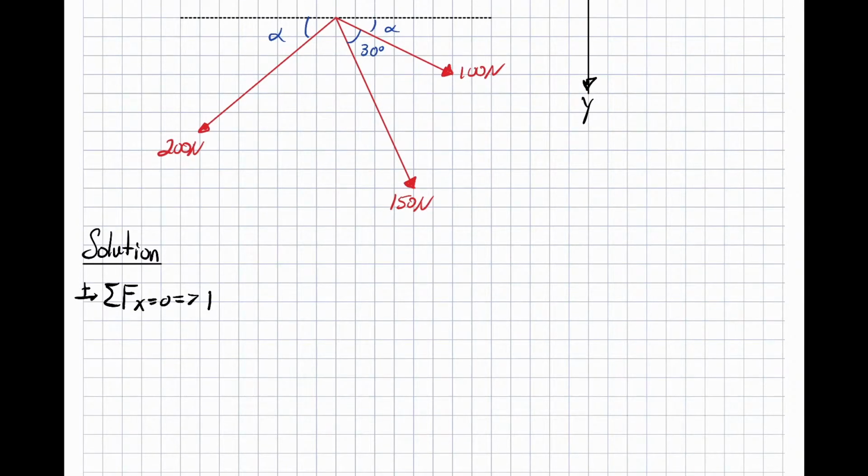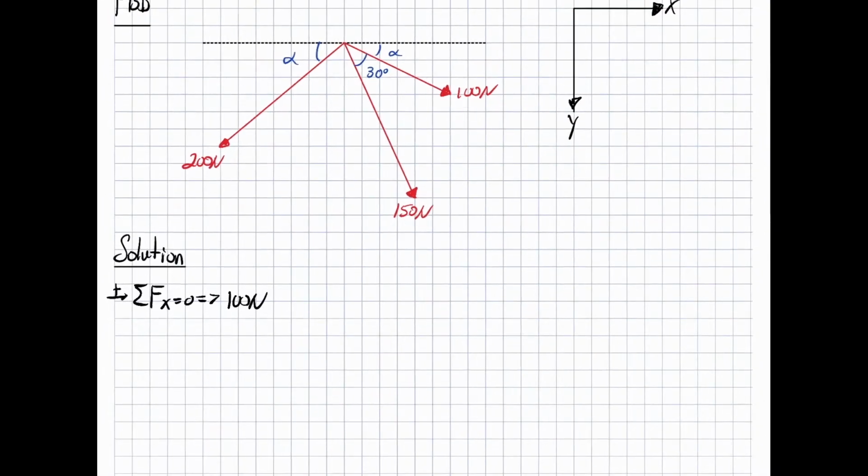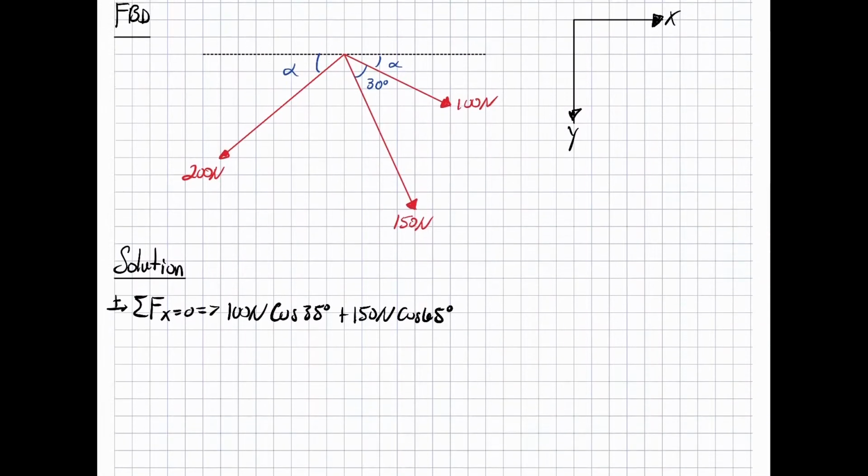We have 100 newtons. I'll zoom out so you can see this a little better. We have 100 newtons times the cosine of 35 degrees, because that's at an angle, plus 150 newtons cosine of 65 degrees, and the 65 is 30 plus the alpha, which they gave us to be 35 degrees, minus 200 newtons cosine of 35 degrees, all equal to 0.